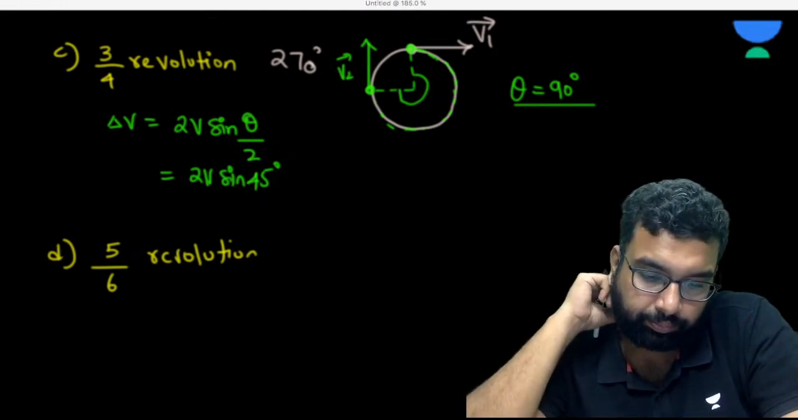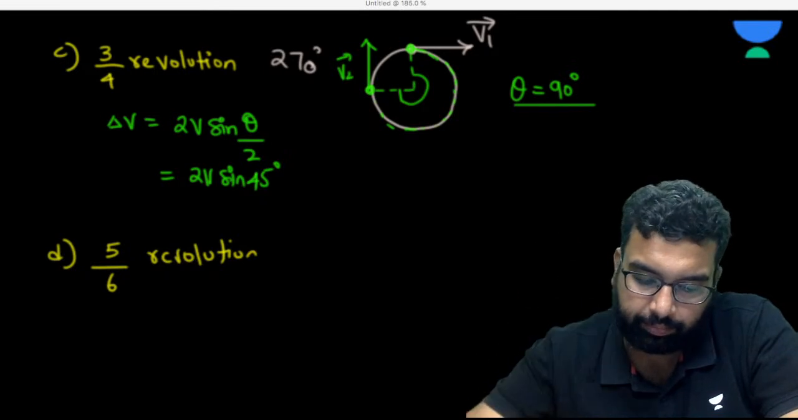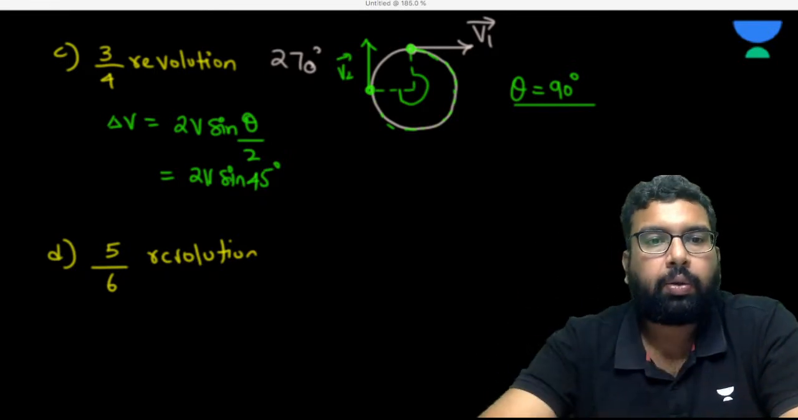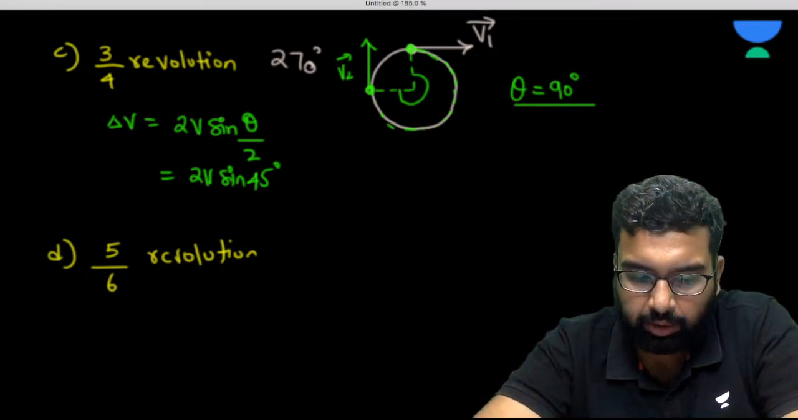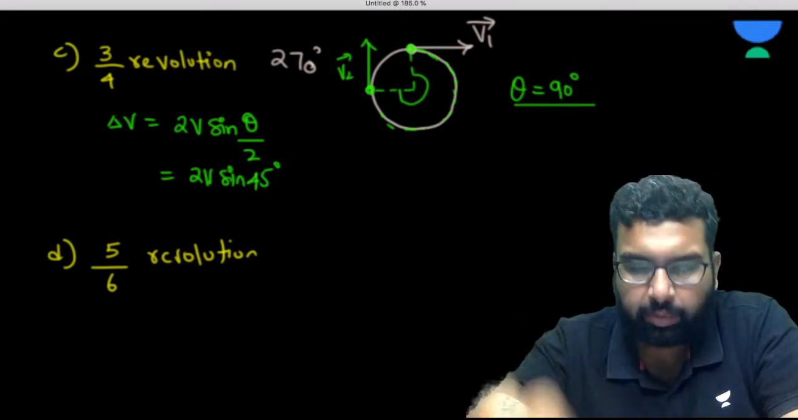Is there a problem, beta? Question number D. This is D also, na? You didn't see it. No worries, no worries.